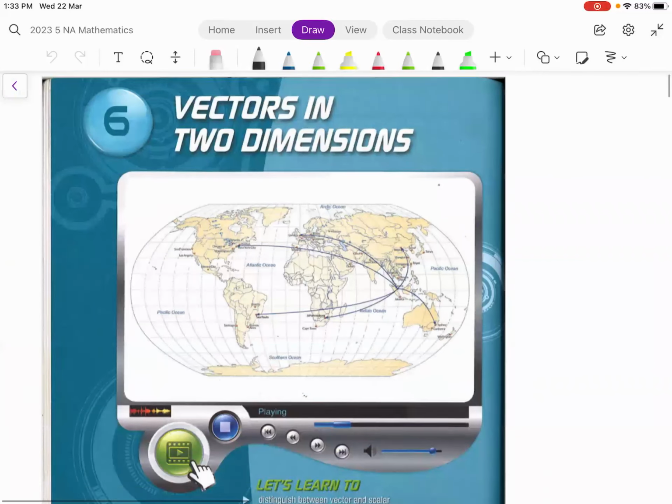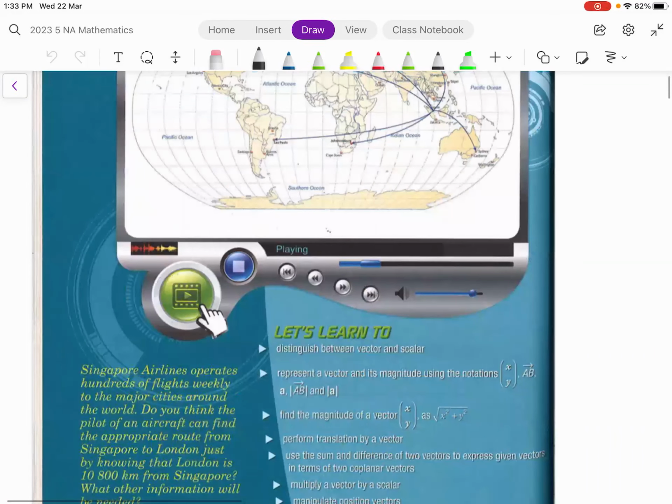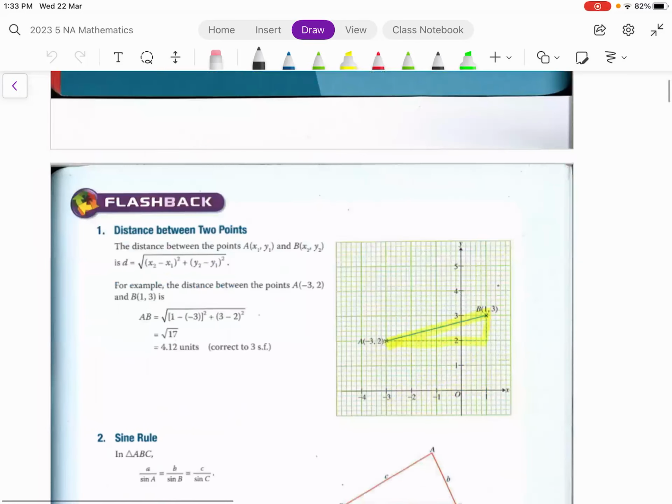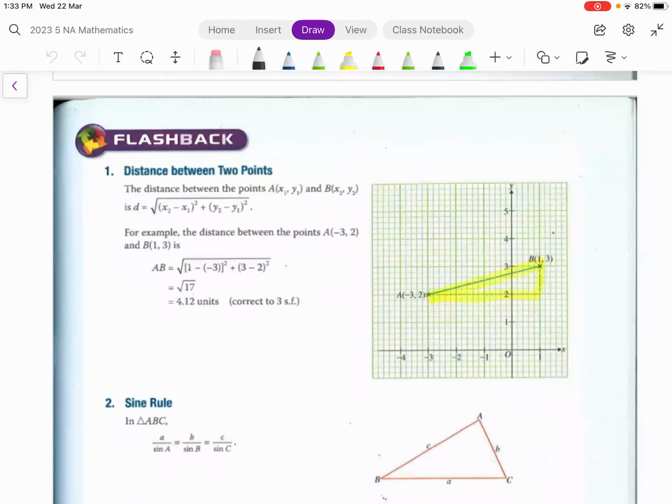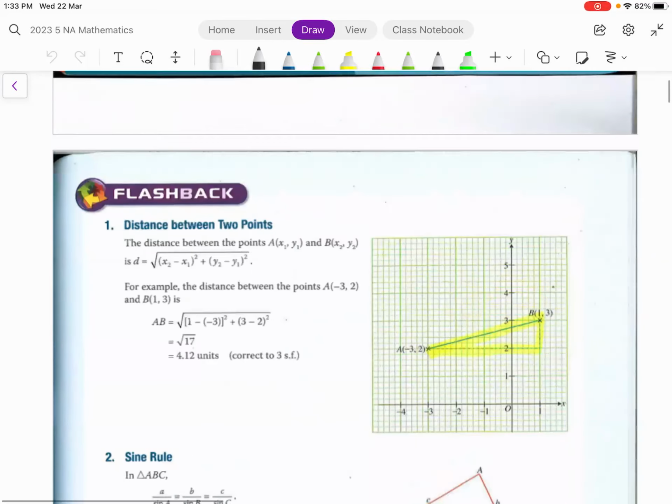Right, now we're going to start with vectors in 2 dimensions. This is the last topic. It is quite a big topic. Okay, so before we really start, let's do some recap on distance between 2 points. This is our textbook, page 153.